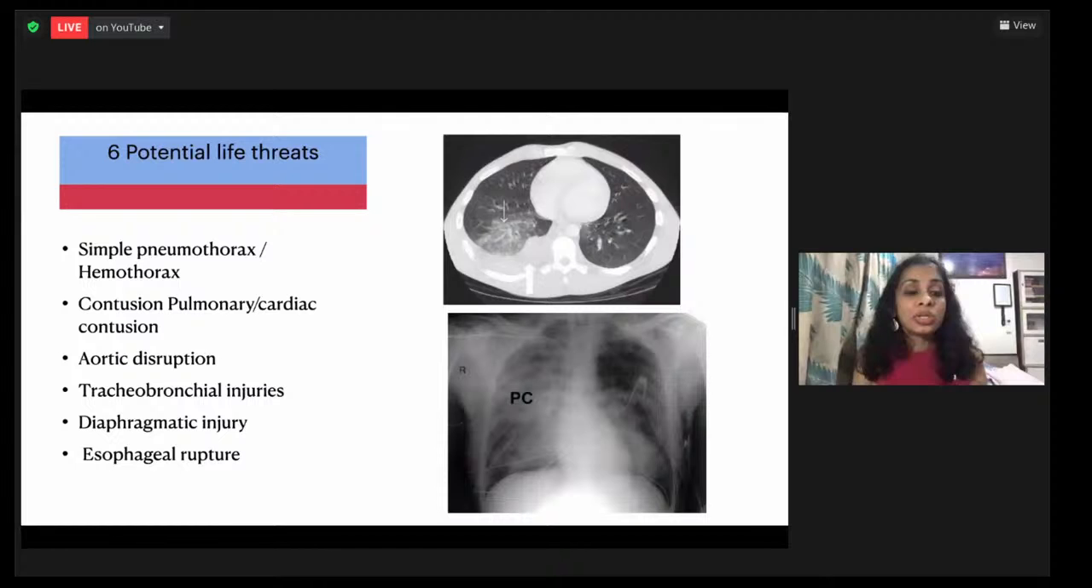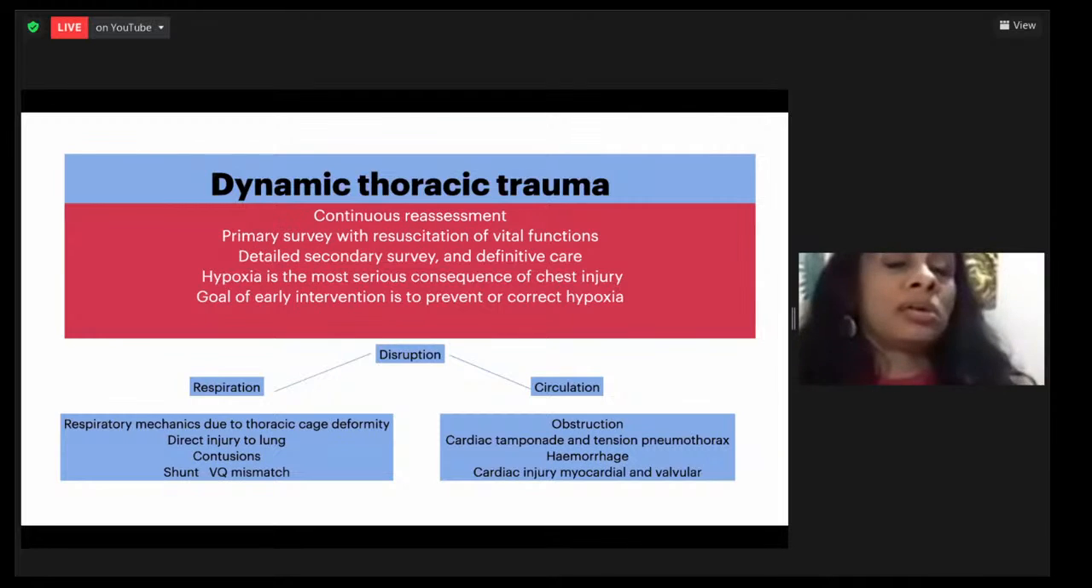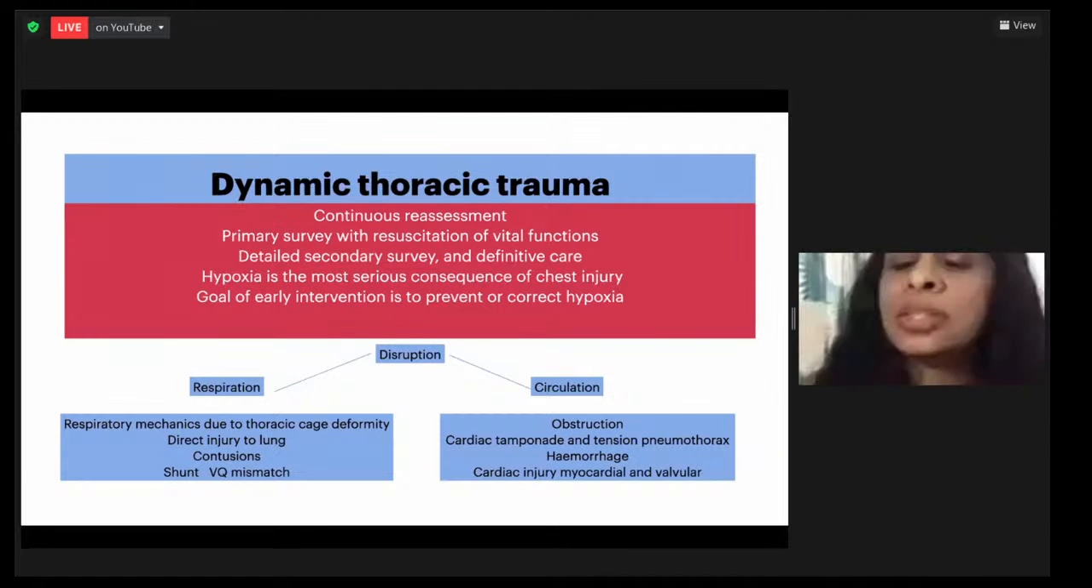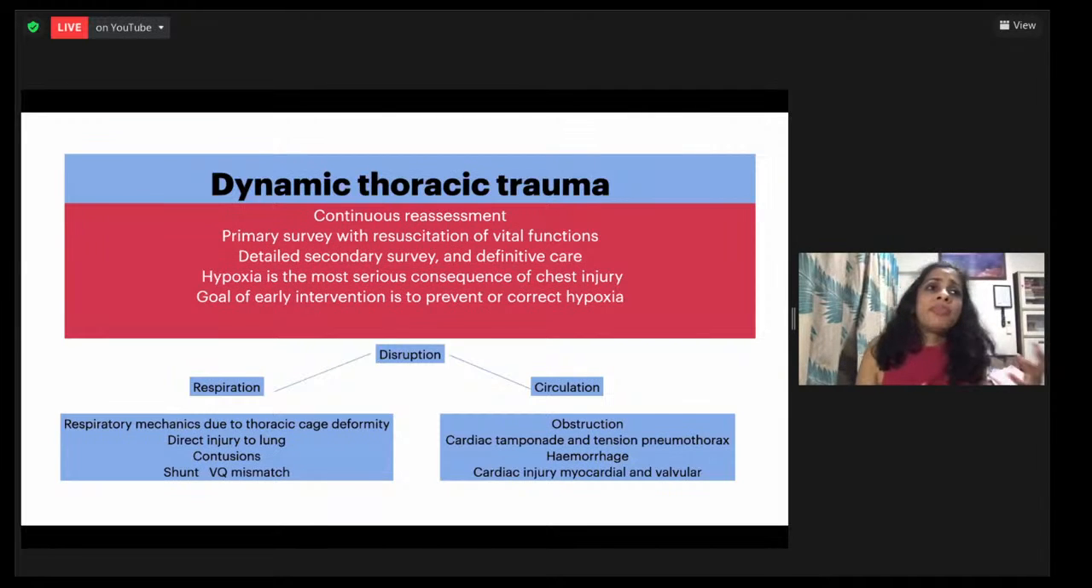esophageal rupture. What we can understand is that thoracic trauma is not static. It is dynamic. It's continuously changing. A patient may be wheeled in, maybe having vitals which are normal, maybe having a GCS which is normal, but in 2-3 minutes, we may be seeing, oh my God, the patient has arrested. So there is a need for continuous assessment and reassessment.